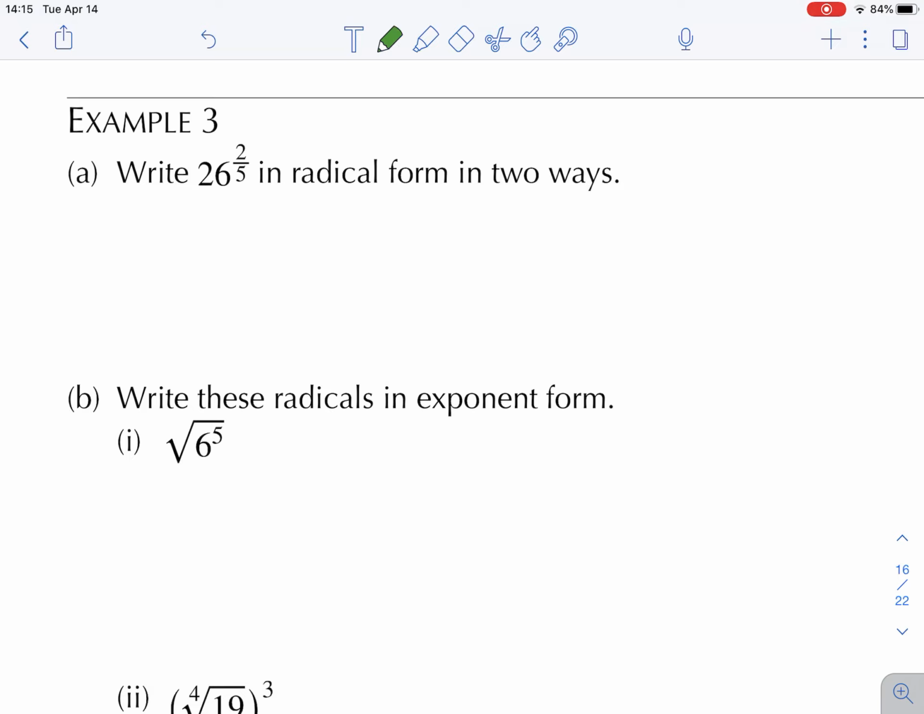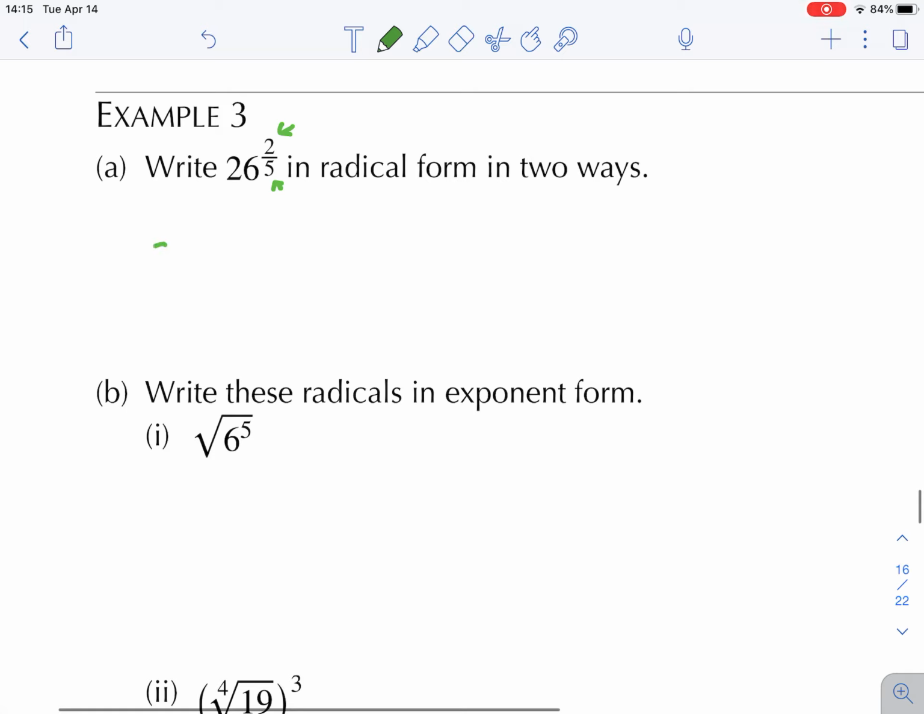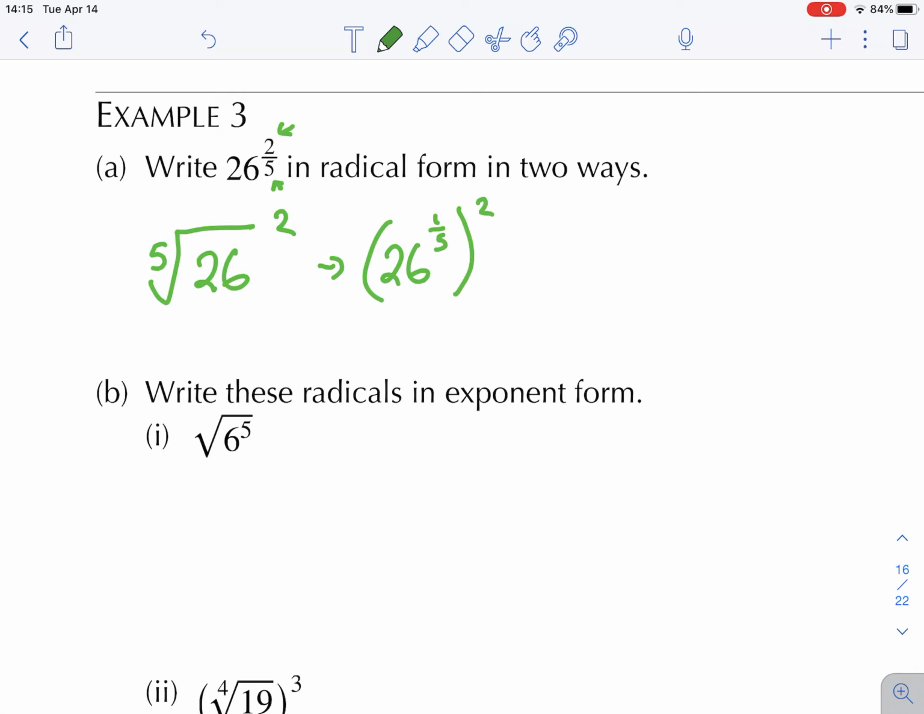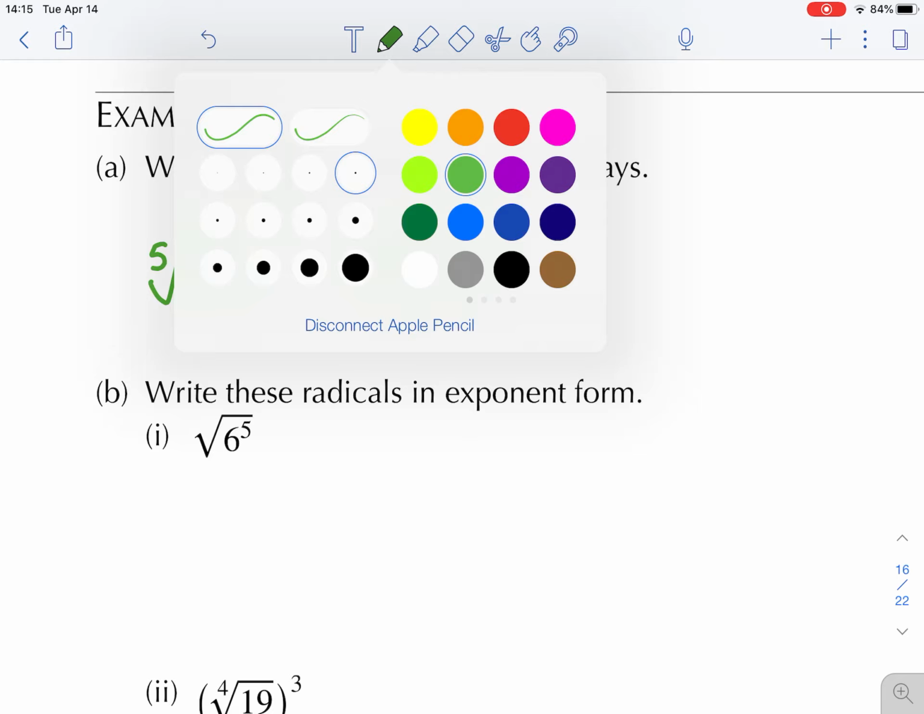All right, so first off, we know our denominator becomes the index of a radical, and the 2 is what we raise the power to. So we can write this as the 5th root of 26 squared, with the squared on the outside. This would be similar to writing it like this, 26 to the power of 1/5, all raised to the power of 2.